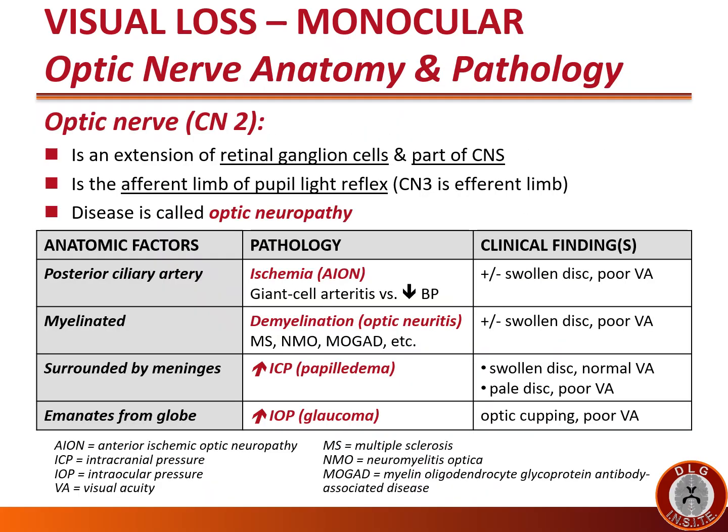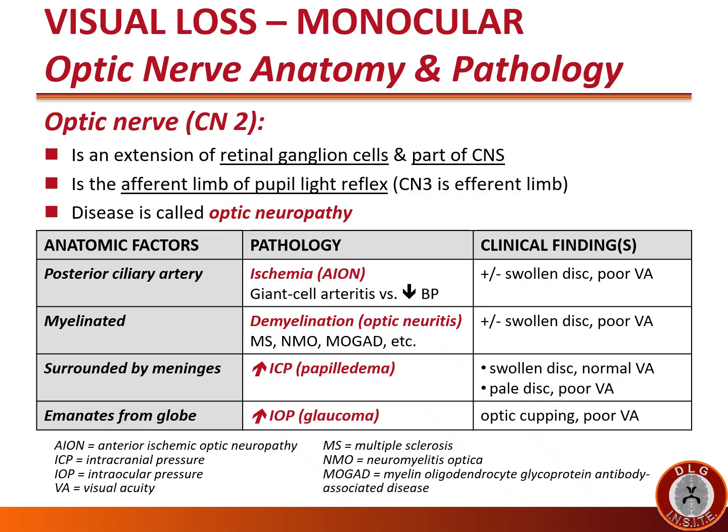Another potential cause of monocular visual loss is dysfunction of the optic nerve, cranial nerve 2. Now, optic nerve 2 is actually an extension of the retinal ganglion cells and part of the CNS. We call it a nerve, but it's actually part of the central nervous system. It is the afferent limb of the pupil light reflex. Remember that cranial nerve 3 is the efferent limb, specifically the Edinger-Westphal component of parasympathetics.